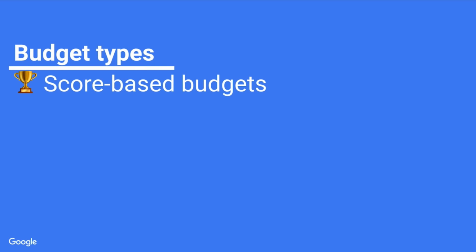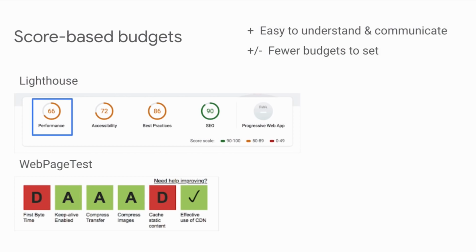The third budget type that we can actually use are score-based budgets. And score-based budgets work in that a tool would go about running a number of tests and testing a number of budgets of its own, and then giving us a generalized score of how well we're doing. Tools like Lighthouse and WebPageTest do this pretty well.